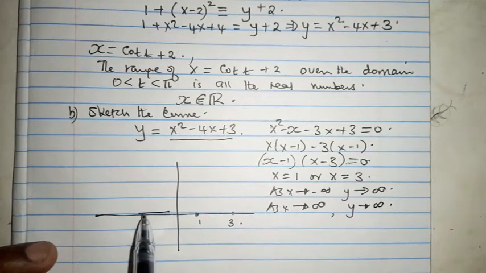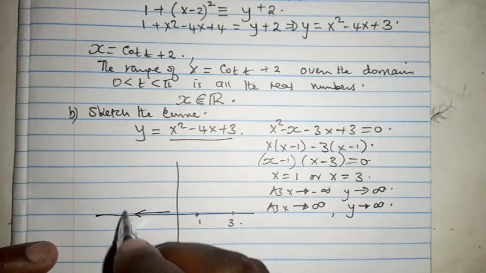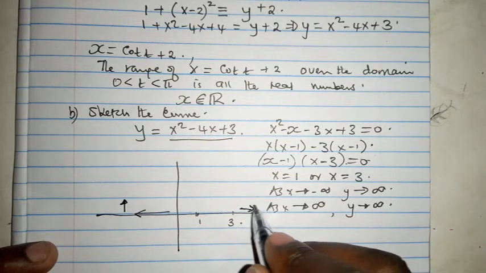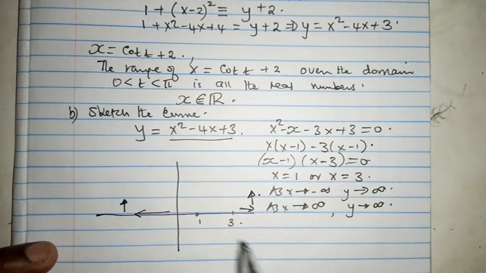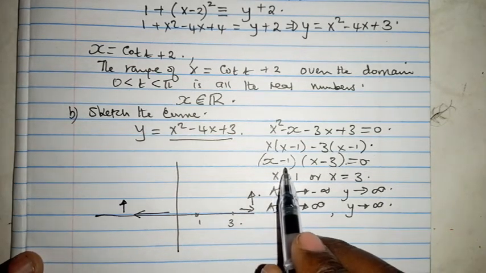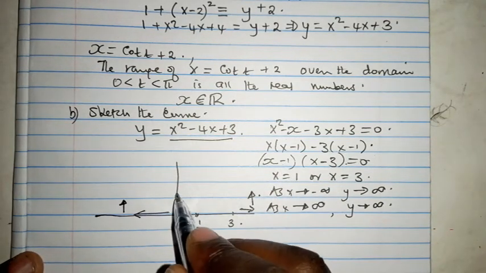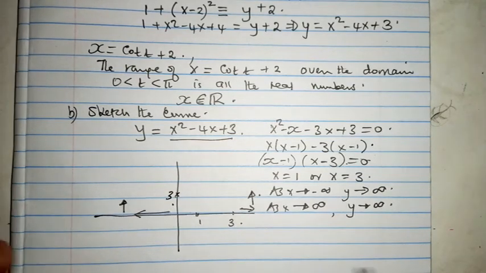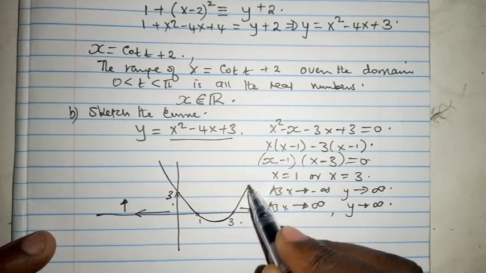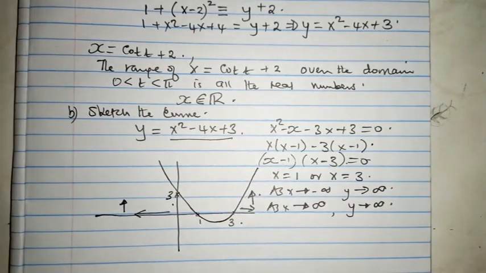So as x approaches negative infinity, y approaches positive infinity, and as x approaches positive infinity, y approaches positive infinity. And when x is 0, minus 1 times minus 3 is 3, so the y-intercept is 3. So we have our curve that simply looks like that, and yes, that is it.